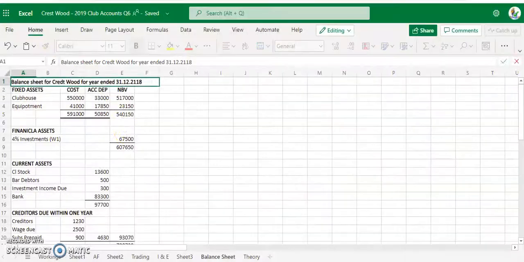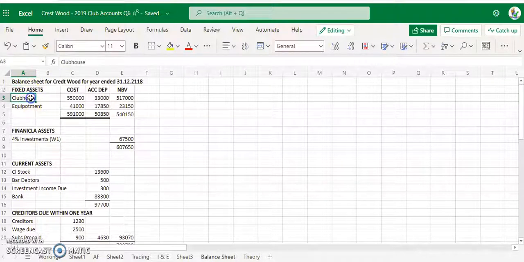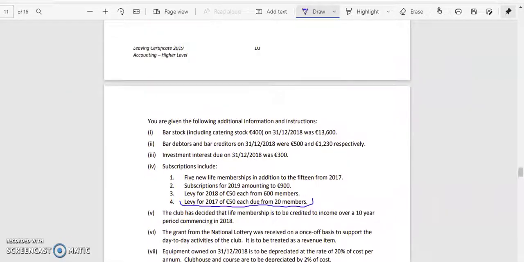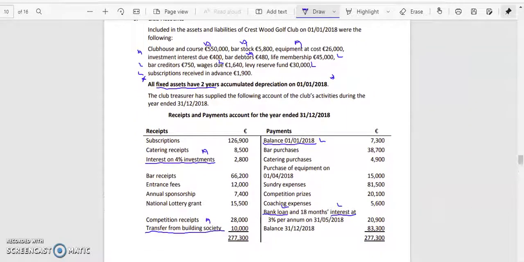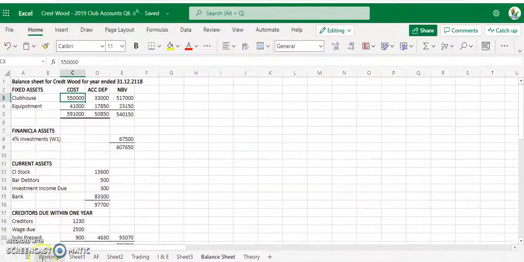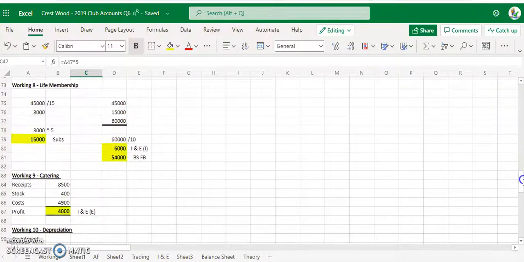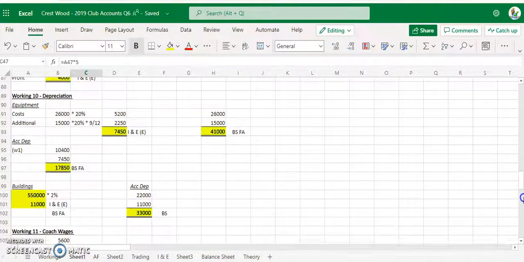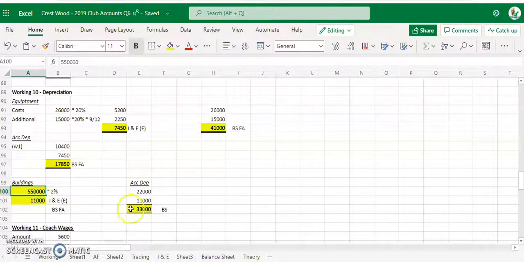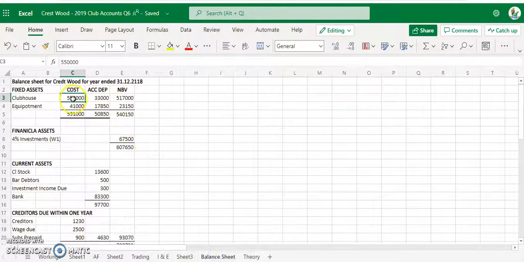So 2018. So we're going to have our fixed assets. We know the question. We've got our club account and we've got our equipment, or our club house and equipment. So we know the club house is going to be the same as in the question, 550,000. We didn't buy any. We also have an adjustment done in this. So if you go back to your adjustment, it might be a little bit easier to find the figures. So if we go to the adjustment for depreciation, here we go. So we've got buildings 550,000 and we've got a cumulative depreciation of 33,000. So in our balance sheet, just put them in as they are.